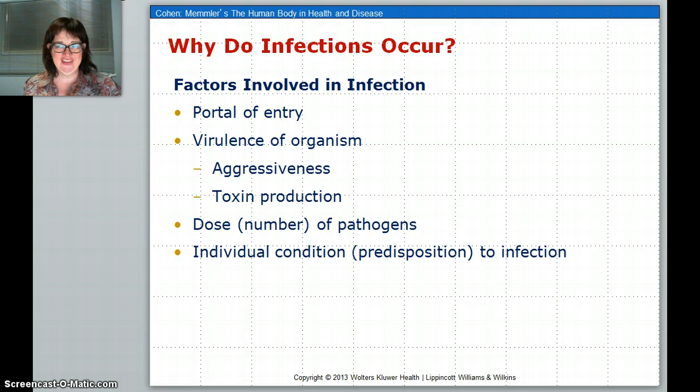It depends on the virulence of the organism, which is how aggressive it is. Also, is there a toxin produced? The dose has to do with the number of pathogens. If you have a small dose, quite often your body can overcome it. And then also individual conditions, you may have a predisposition for an infection. You may be healthy, so your body can fight off the infection, or you may be easily infected.